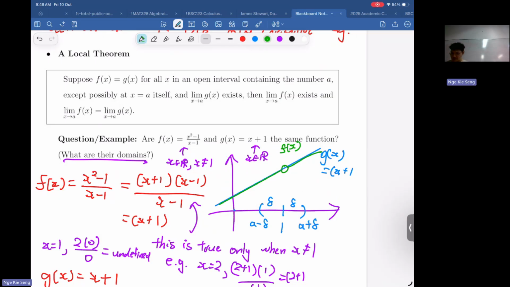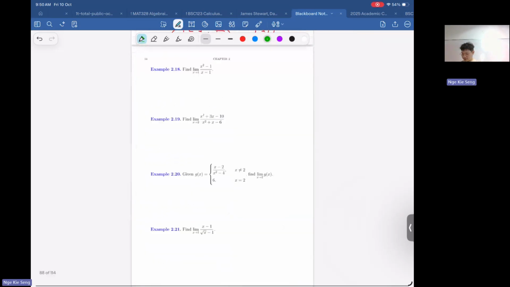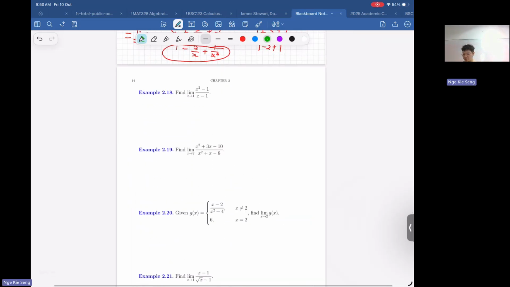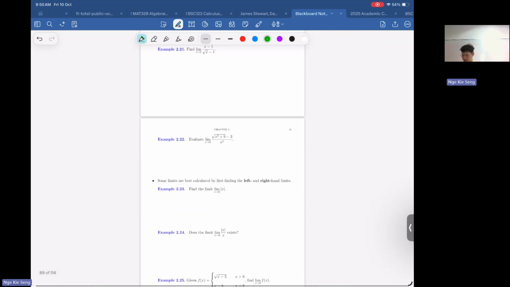You see, so this line is very important, except possibly at x equals a itself. Okay, equal and then except. It could be the case that f(a) is not equal to g(a). Still fine. But all the nearby points must be equal. All right, so we'll use this to do a few exercises here.